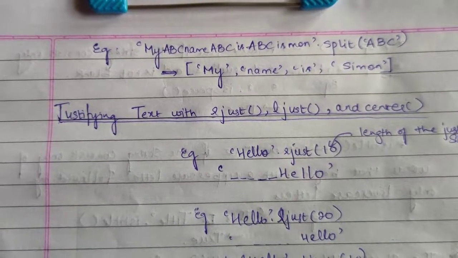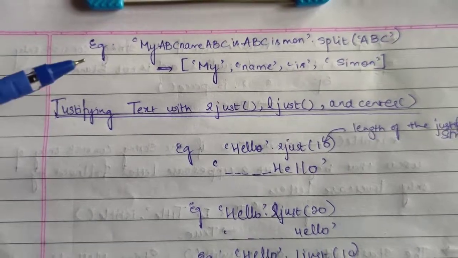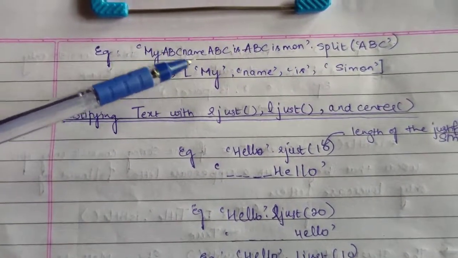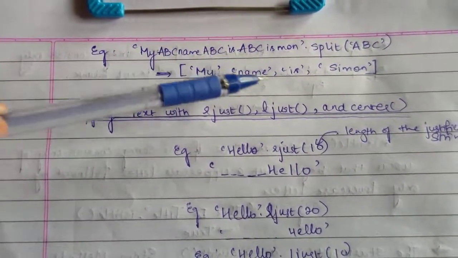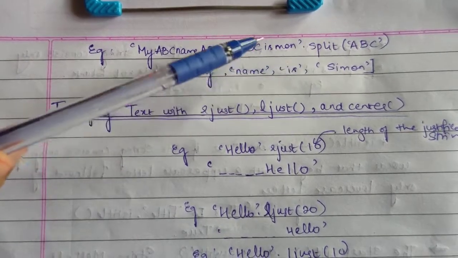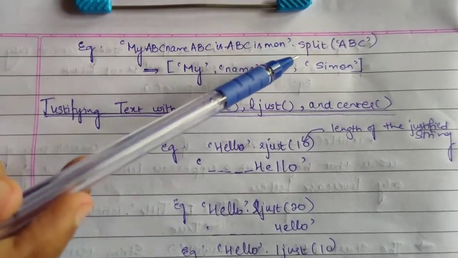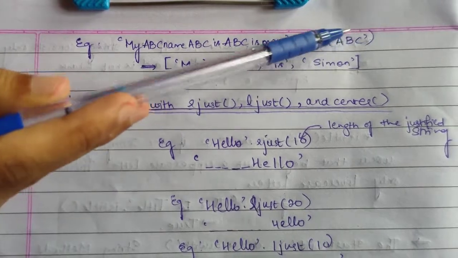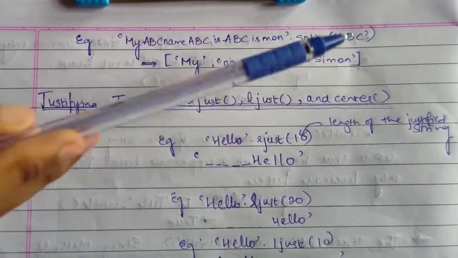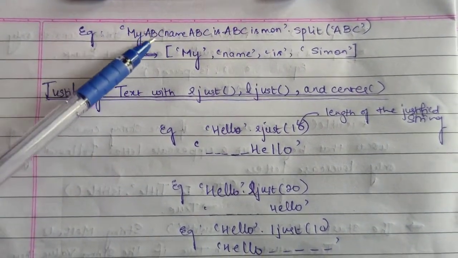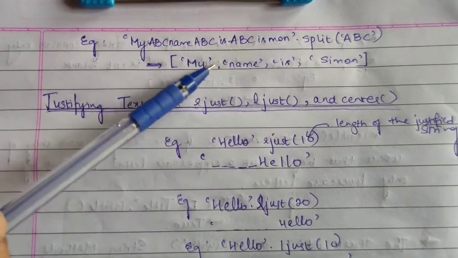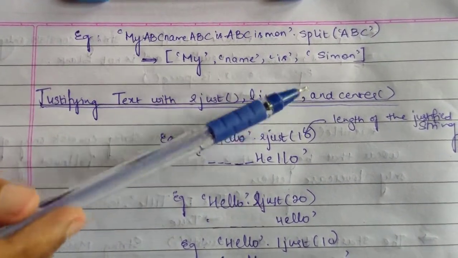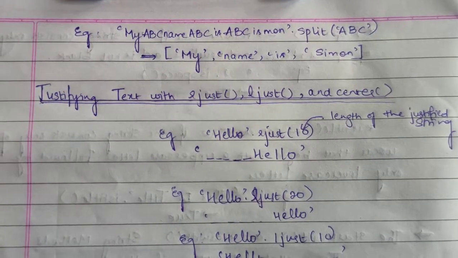The split method can also be associated with a delimiter. Suppose you have a string like "my ABC name ABC is Simon", then you can use dot split and specify the delimiter to be ABC. Wherever there is ABC, it will put a comma and segregate that into words that will be stored in a list. So that is about the split method.